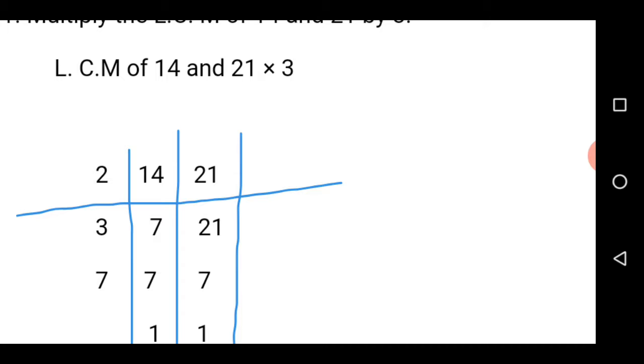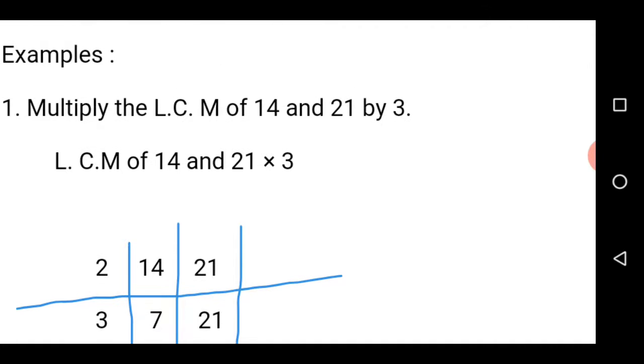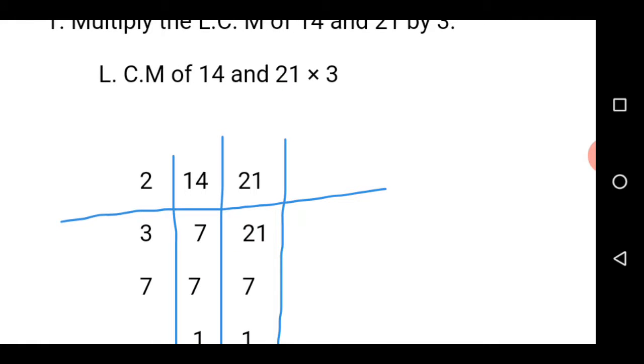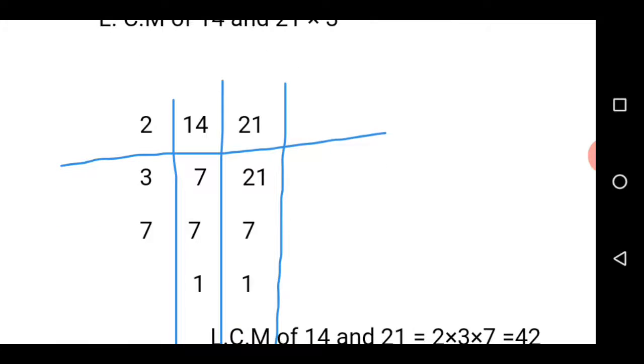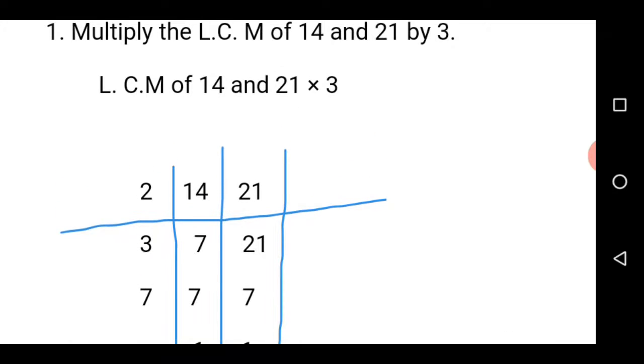I repeat, once you are given this kind of question, the first thing you are to do, you will find the LCM of 14 and 21. After that, you will now multiply the answer by 3. That will give you the final answer. Now, let us start with it now.